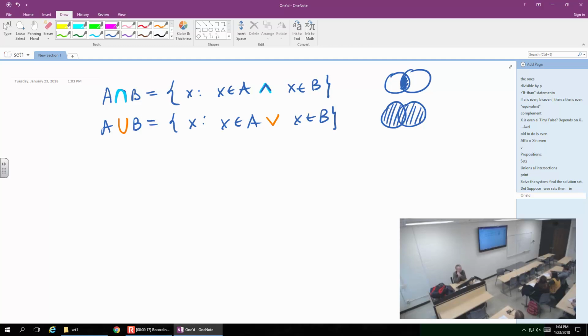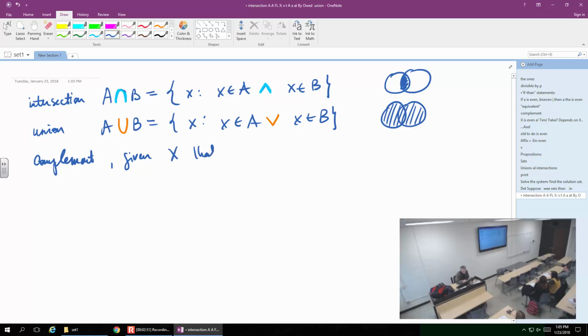Okay, so there remains the third operation. Remember, these are the three operations: intersection, union, and the third operation is the complement. Complement is slightly different. It is like a subtraction, or very much like subtraction, except if you want to speak of the complement, there is a bigger set that includes everybody else, and that's the one we are dealing with. So we assume that we are given X that contains all sets that we care about for now.